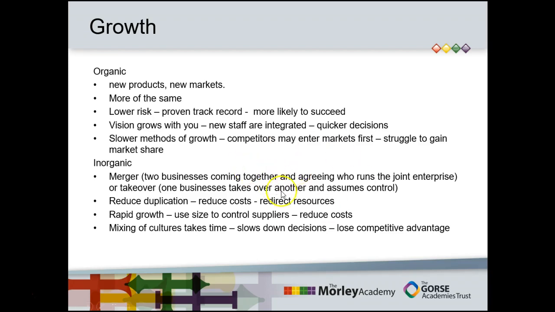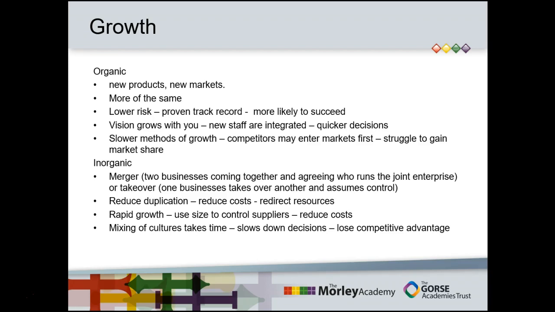You can redirect those resources. So maybe you get rid of one of the finance departments from one of the organisations, so you only need half the number, and then you put that resource into developing new products in research and development. This can maybe lead your business to be more successful.